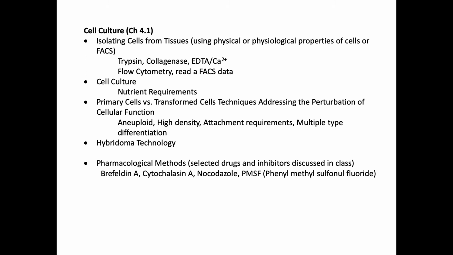Cell culture nutrient requirements: overall, they need the amino acids and the vitamins. They need fetal bovine serum as a source of growth factor. That's important, so you definitely need the serum, the growth factor. That's the source. Transformed cells are weird in the sense that they are aneuploid, have high density attachment requirements, and can differentiate into multiple types.